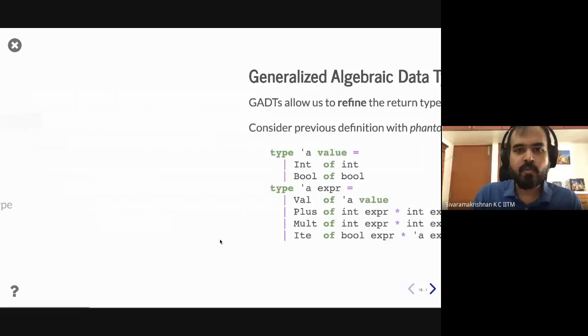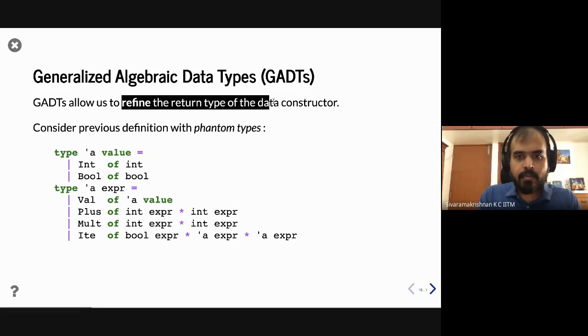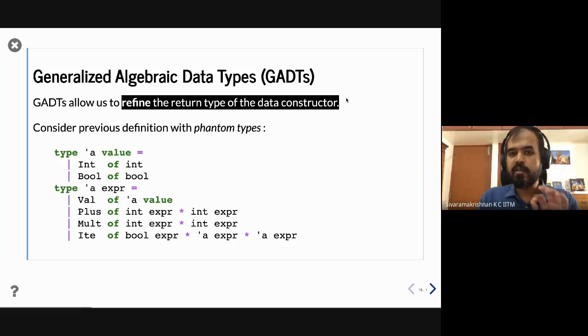So that is precisely what GADTs allow you to do, right? So generalized algebraic data types, one of the things that they allow is to refine the return type of the data constructor. Okay, so I will explain what this refine is, but one thing they allow you to do is to refine the return type of the data constructor.